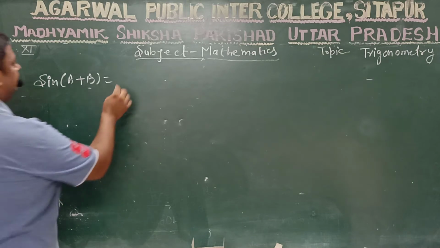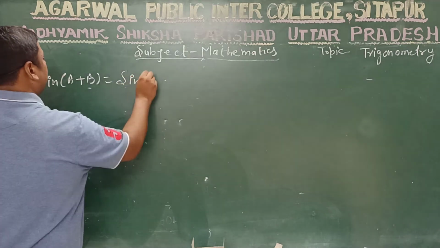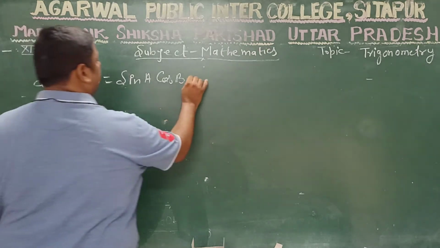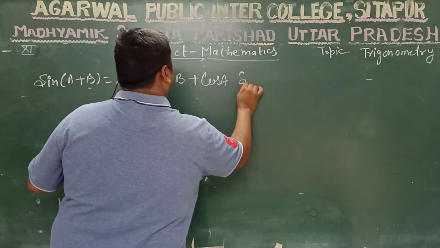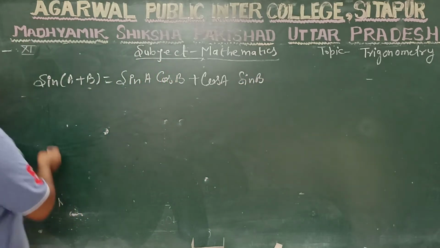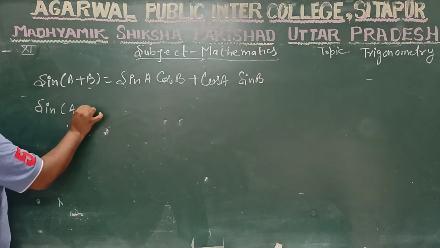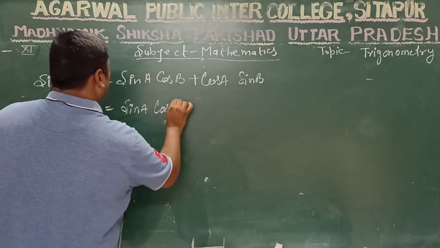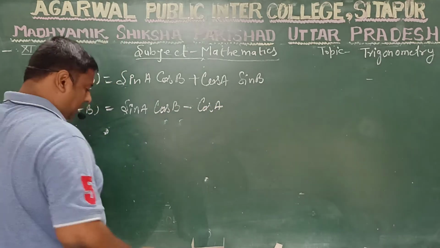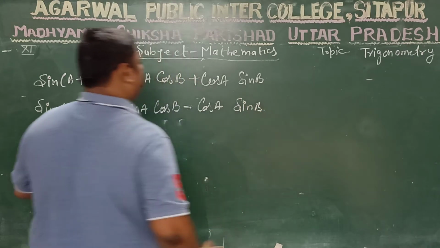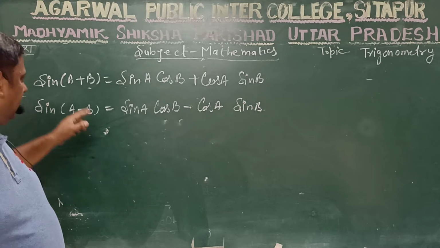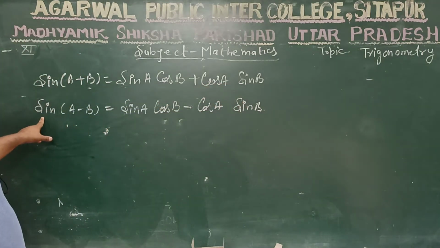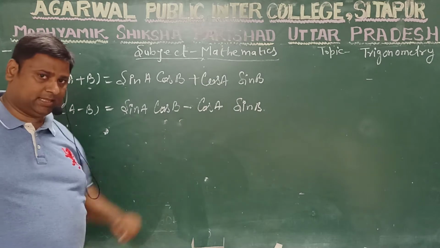Sin A plus B is sin A cos B plus cos A sin B. Sin A minus B is sin A cos B minus cos A sin B. These are two formulas of sin A plus B and sin A minus B.